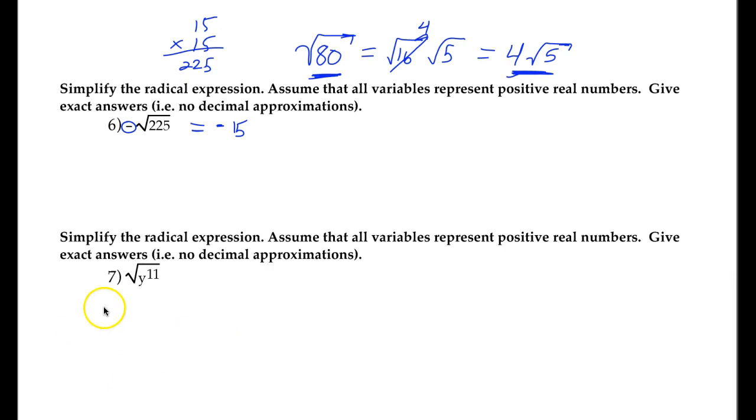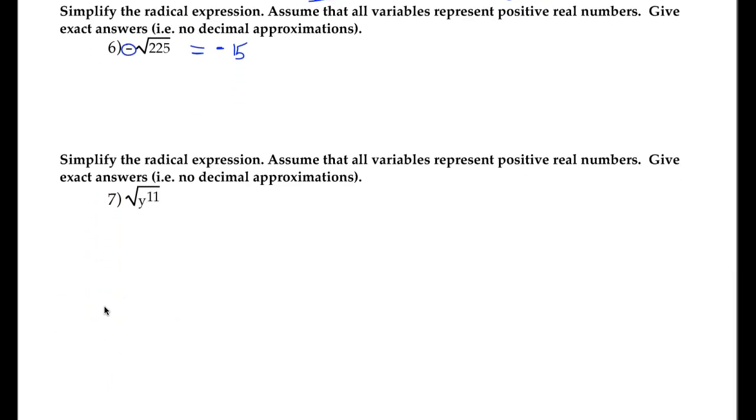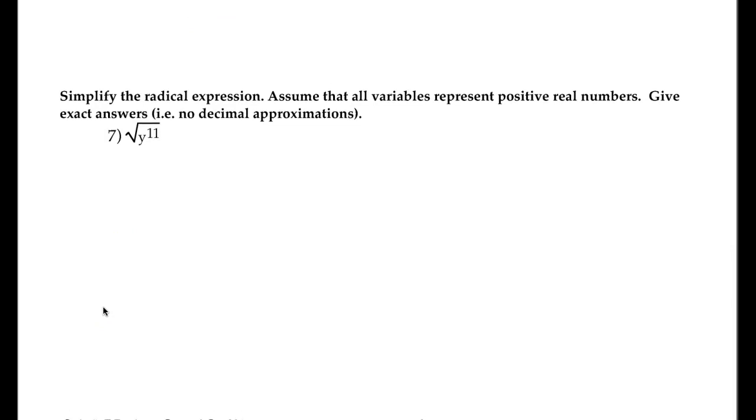All right, so let's move on to question number 7. For question number 7, this problem is asking us to, again, simplify this radical expression, assume that all the variables are positive real numbers, and give an exact answer, no decimal approximations. Now, for this one, since we just have y raised to the 11 inside of the radical, we don't have to worry about decimal approximations for anything.